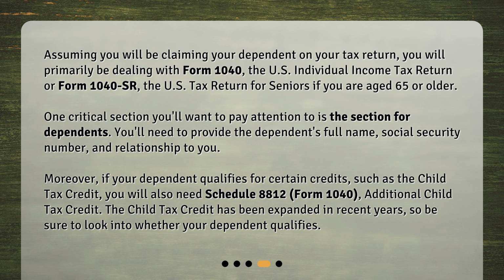One critical section you'll want to pay attention to is the section for dependents. You'll need to provide the dependent's full name, social security number, and relationship to you. Moreover, if your dependent qualifies for certain credits, such as the child tax credit, you will also need Schedule 8812, Form 1040, Additional Child Tax Credit. The child tax credit has been expanded in recent years, so be sure to look into whether your dependent qualifies.